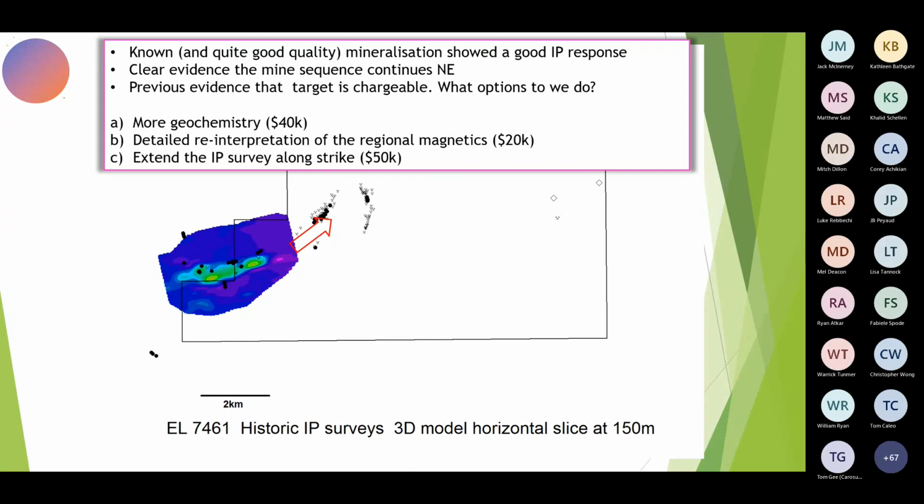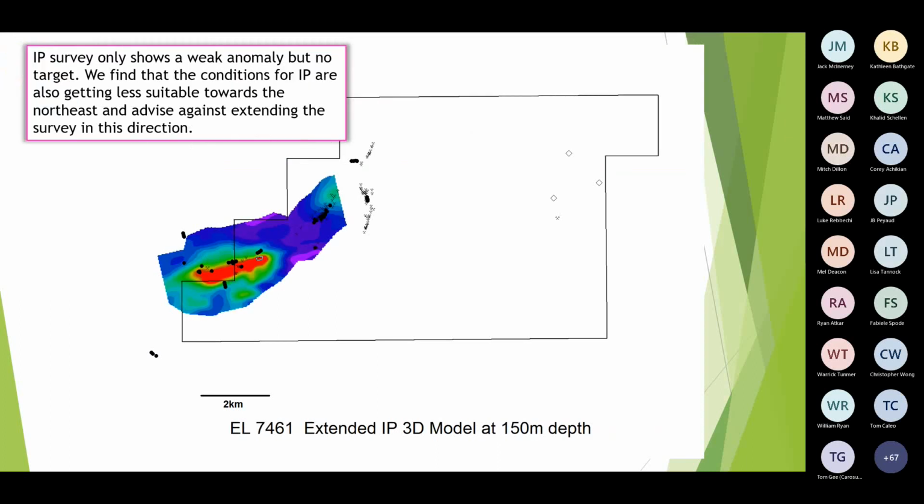Yeah. I mean, it's a lot of money, $50,000, but we know our mineralisation is chargeable. This is by far our best option. These little workings, let's do some IP. Yay. We do some IP, it doesn't really show much.